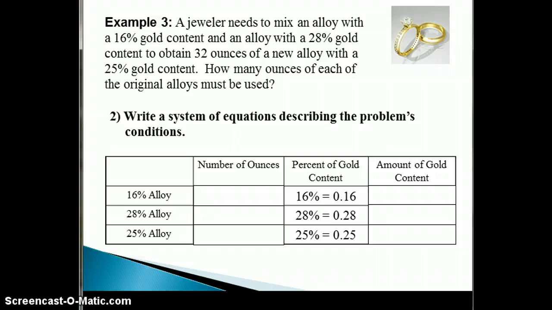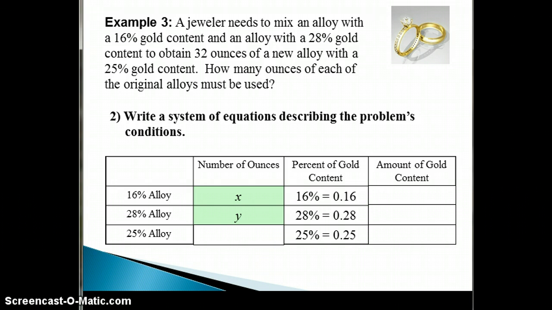Now we need to write a system. And for mixture problems such as this one, it is often helpful to use a table to organize our information. In this table, we can keep track of the number of ounces in each alloy, as well as the amount of gold in each alloy. Recall that we let X represent the number of ounces of the 16% alloy, and we let Y represent the number of ounces of the 28% alloy.